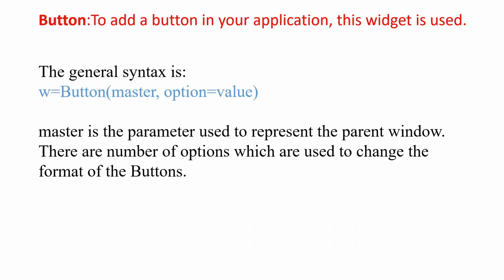Now one more widget we can apply on your window, on your frame, is the Button. The general syntax for this is Button, with capital B. Inside the round brackets we give master as one attribute, and then the options. Master is the name of your window, the parameter used to represent the parent window. There are a number of options. You can change the format of the buttons, such as background color, select the text of the buttons. You can use many different attributes inside the Button function.